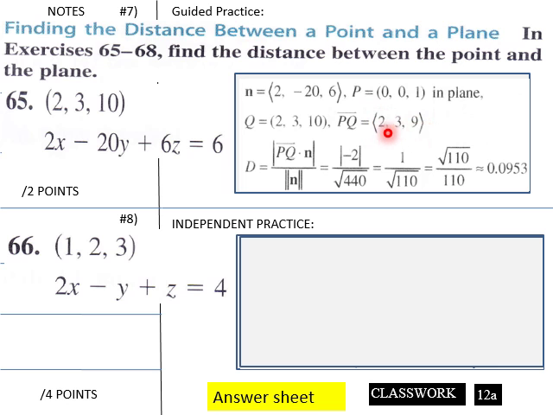This is a componentized vector that we've calculated from P and Q here. So the way we do this is, d, the distance, is the absolute value of vector PQ times n over the magnitude of n, equals the absolute value of negative 2 over radical 440, equals 1 over radical 110. And then when we rationalize our denominator, this equals radical 110 over 110. So that would be your distance there.